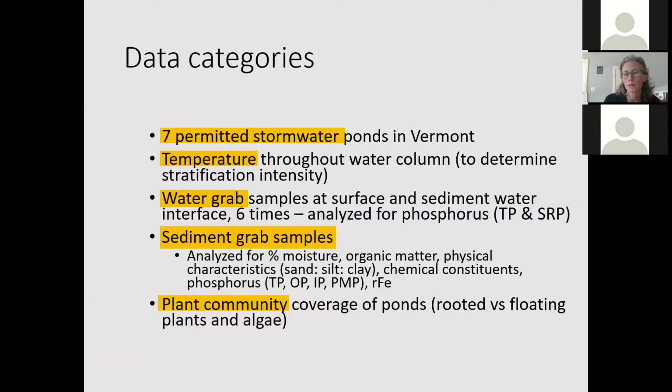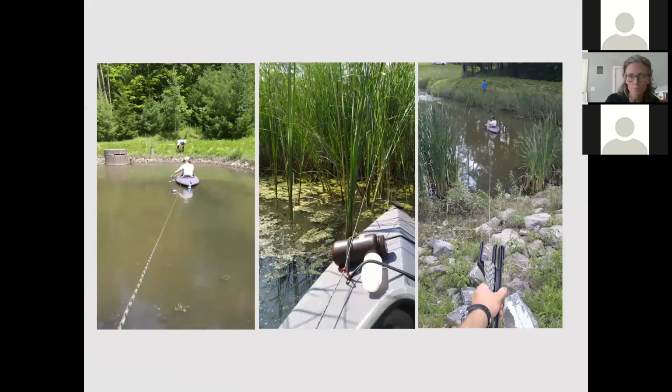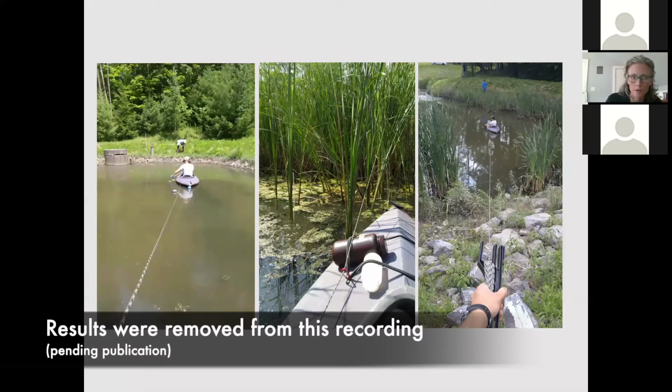And then we looked broadly at the plant community and the coverage of the ponds, and how that can tell us something about the ecological structure. We did that in a really simple way, just looking at rooted versus floating plants and algae, and seeing about those ratios and how they change. Here's just a couple of pictures of what it looked like out in the pond.